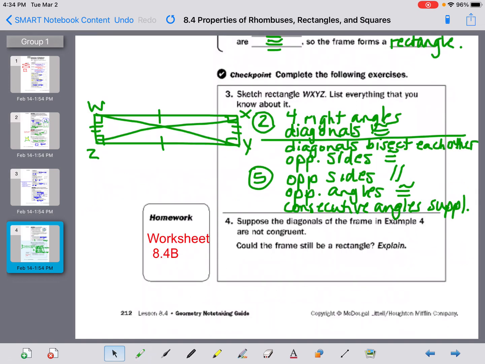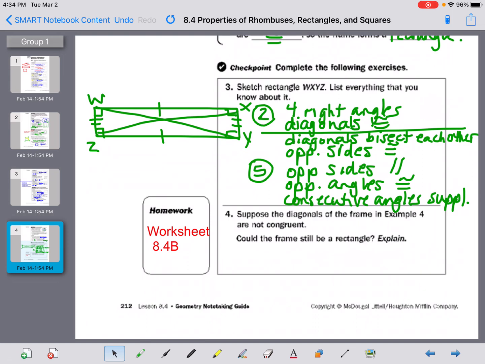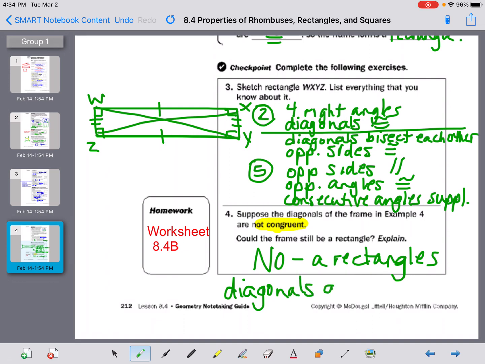All right, for number 4 yet, suppose the diagonals of the frame up in example 4 were not congruent. Could it be a rectangle? No, absolutely not, right? A rectangle's diagonals are always congruent. Never can they not be. So if we can't see it, then nope, no way. Okay, we've got to have that.